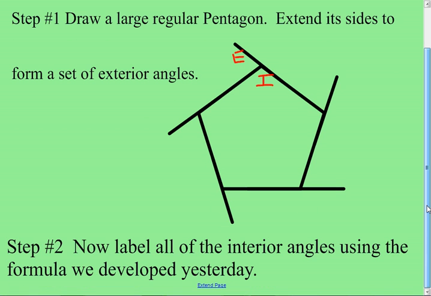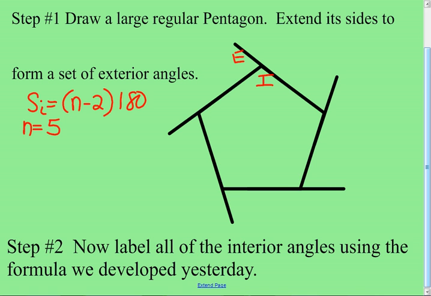And it says, now label all of the interior angles using the formula we developed yesterday. So the sum of the interior angles is what? Jesus, are you picking this up? It's n minus 2 times 180. Well, what's n here? 5.